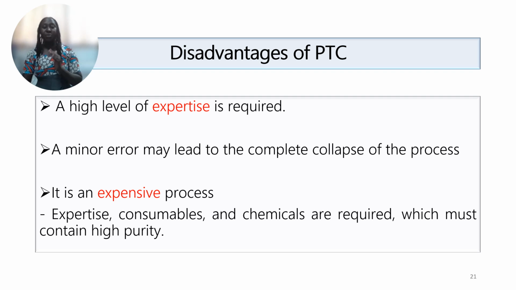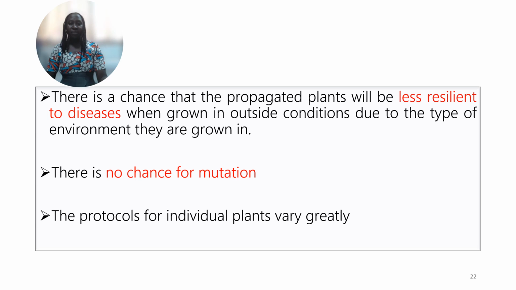A high level of expertise is required. Yes, we have said that, and that goes along with the expensive part of it. A minor error may lead to the complete collapse of the whole process. For example, a minor error in the sterilization process will affect the whole batch. It may need to be recalled. It is an expensive process. We have said this earlier in terms of expertise, consumables, chemicals required, and everything around it.